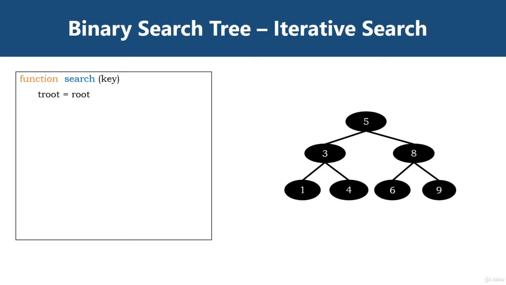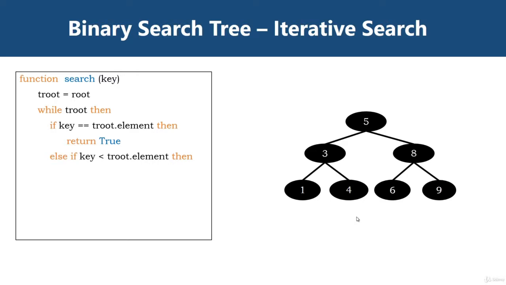In the next statement, we will use a while loop, while troot. This while loop is used to move the reference of the troot variable from the root of the binary search tree till the leaf node. Within the while loop, we will check if the key we are searching is equal to the element present in the node. If it is present, then we found the element, so we return true.